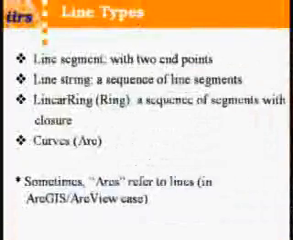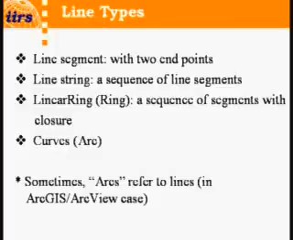Now coming to the line types, we know that a line segment comes with two endpoints. A line string is a sequence of line segments, meaning under a line string you can have n number of segments. So a line string will have n number of segments, meaning it will have n number of vertices. But in a line segment you will have one starting node and one ending node.